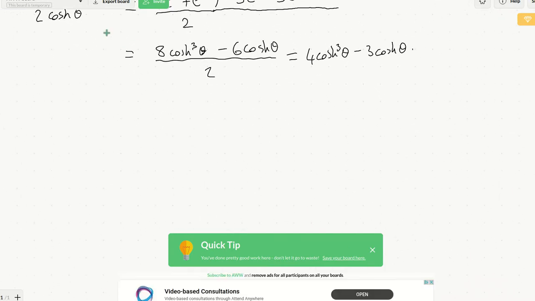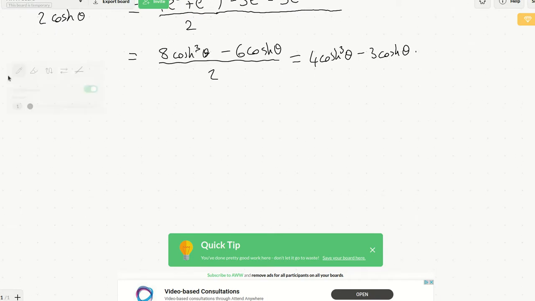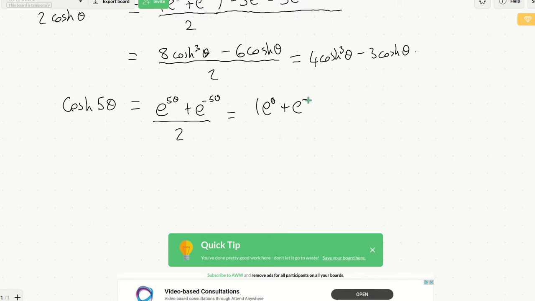I'm going to use exactly the same approach, and I think it's really with the higher power that it comes into its own. But be careful. Cos 5 theta, not cos to the power of 5 theta, but cos 5 theta. Well, that's obviously e to the 5 theta plus e to the minus 5 theta over 2. And just as before, I'm going to have to introduce a cos theta, which is e to the theta plus e to the minus theta. But I'm going to put it to the power of 5 to get what I need. And then I'm going to subtract what I don't need, basically.